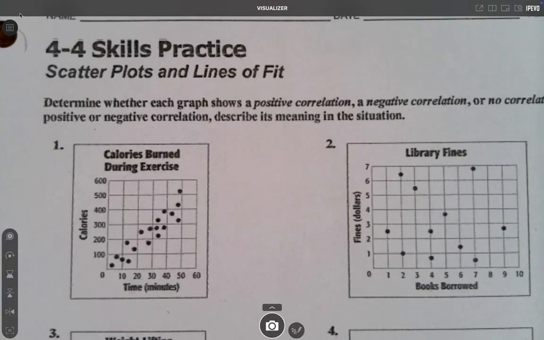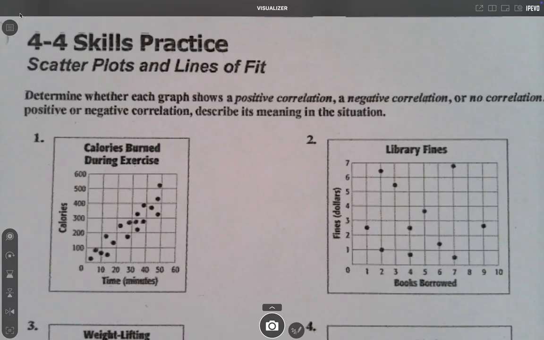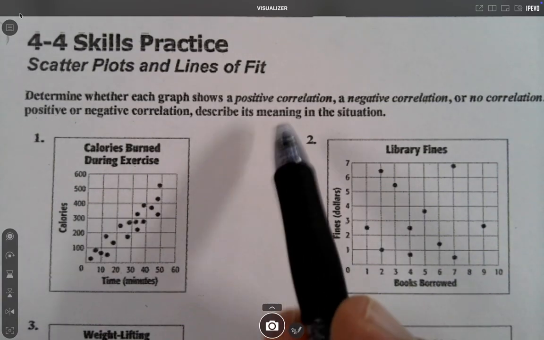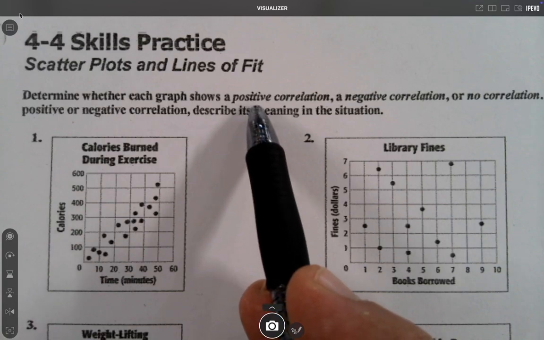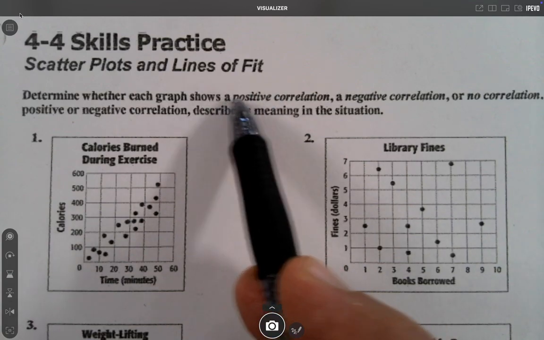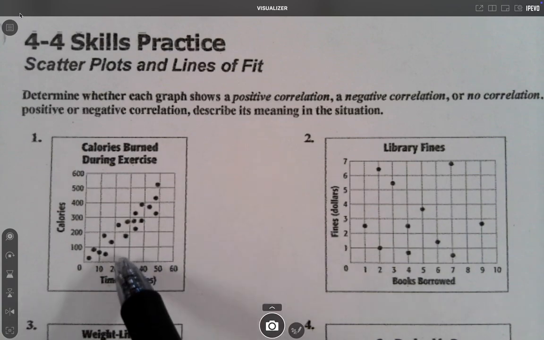Chapter 4, Section 4 is on scatter plots and lines of fit. So this says determine whether each graph shows a positive correlation, a negative correlation, or no correlation.